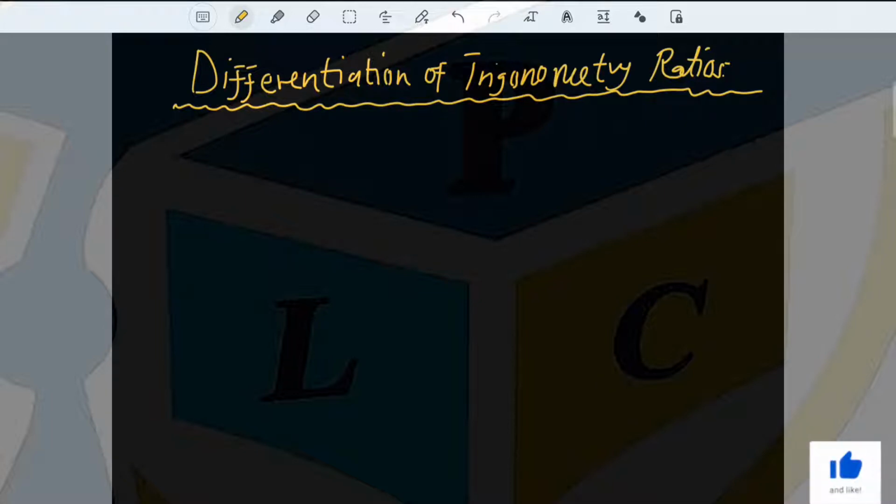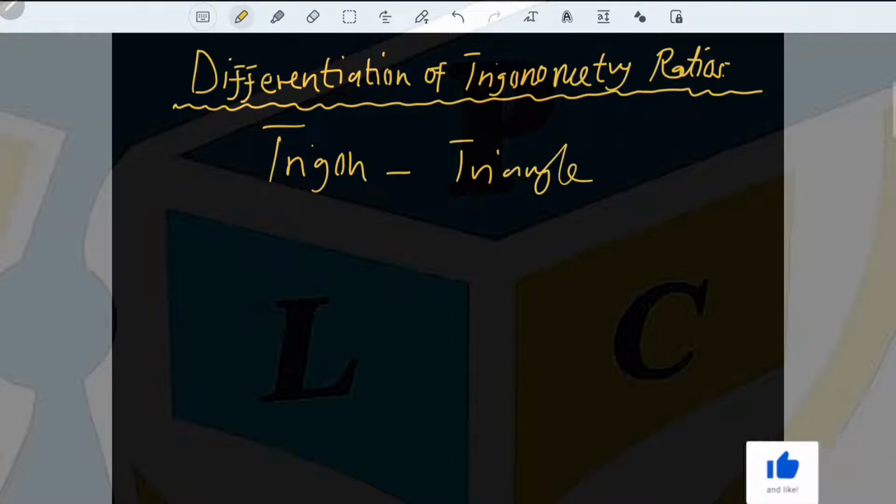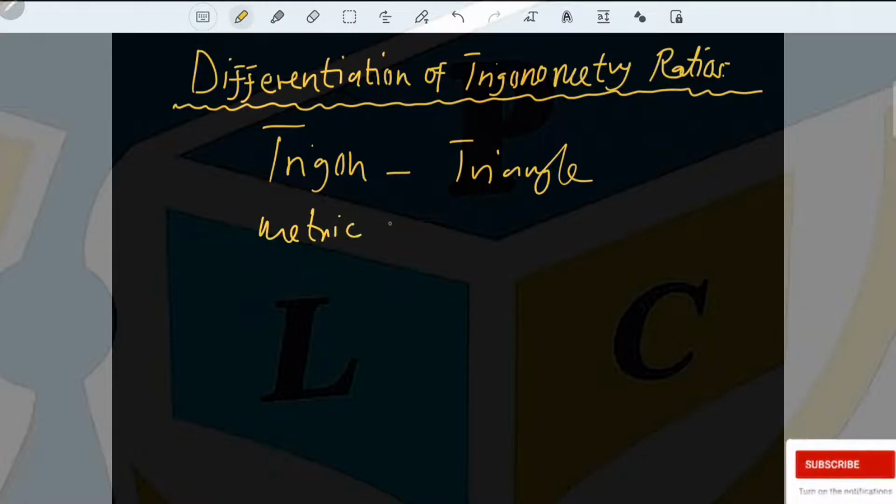Basically, trigonometry derives from a Greek word. It has two parts. The first part is the trigon. Trigon is a Greek word, which means triangle. And then metric, which means measurement. These are the two parts of trigonometry.